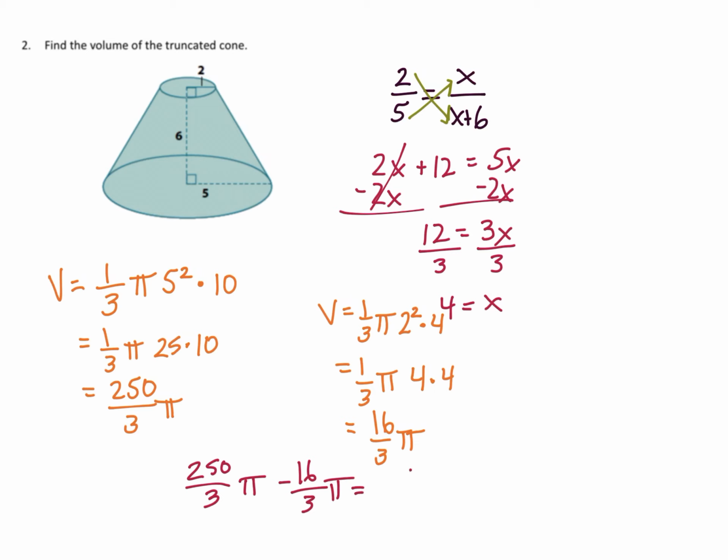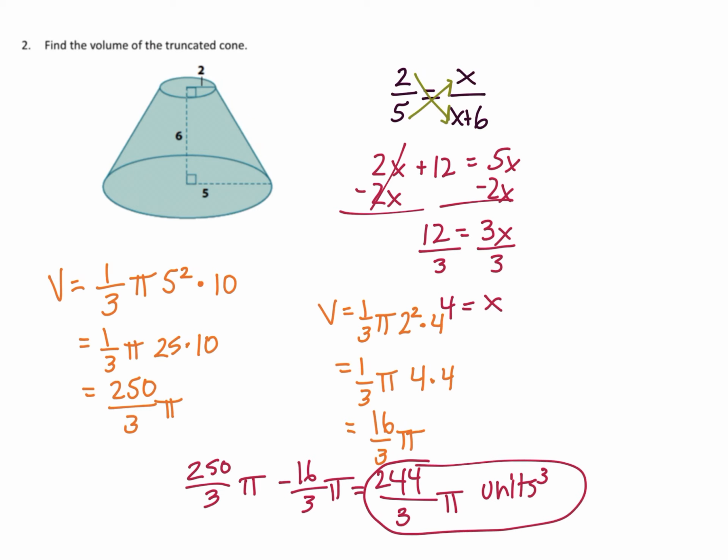250 minus 16 gives us 244 over 3 pi, units cubed because it's a volume. 234. And if you want to, you can reduce that. 234 is divisible by 3, but you do not have to.